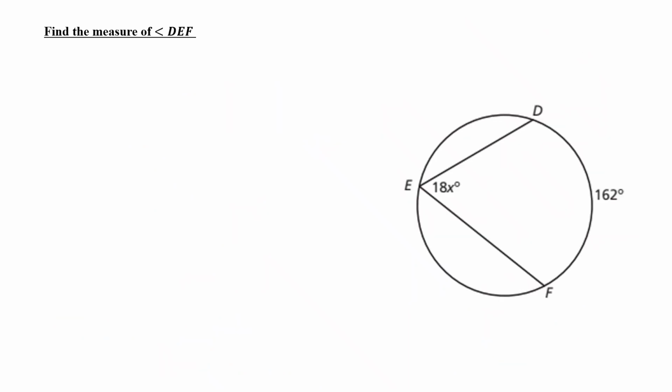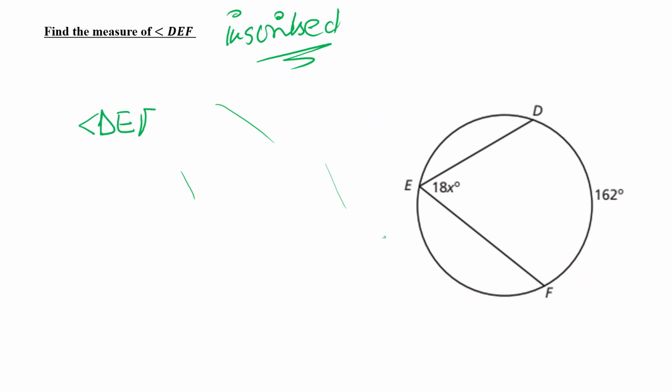Next question, find the measurement of angle DEF. So what is DEF? DEF is actually the inscribed angle. Now what is the formula of the inscribed angle? The inscribed angle DEF is actually half of the opposite arc. So half of arc DF.